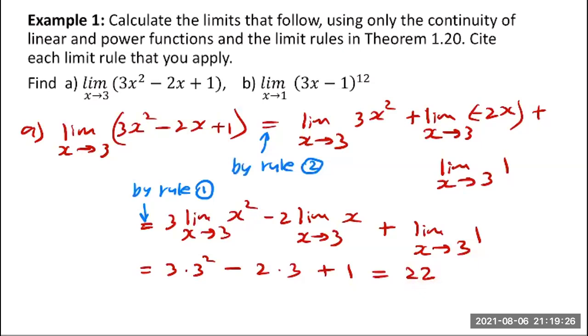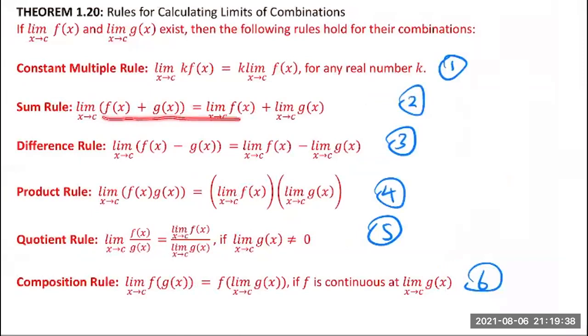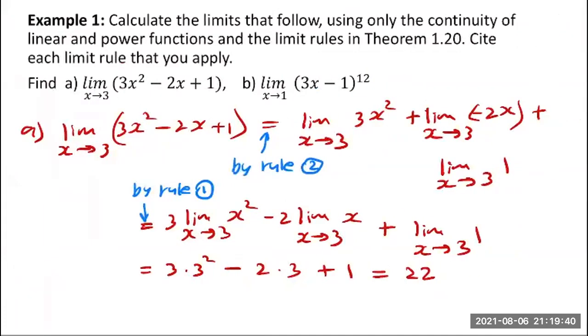All right, let's work on the next example. By the way, this equality is by rule 2. You can simply distribute this limit inside the parentheses. That is coming from rule 2 right here. And then this equality is due to rule 1, the constant multiple rule. If you have a constant inside, you can pull that constant out. So that's what I have done here. Here also I have pulled the constant out.